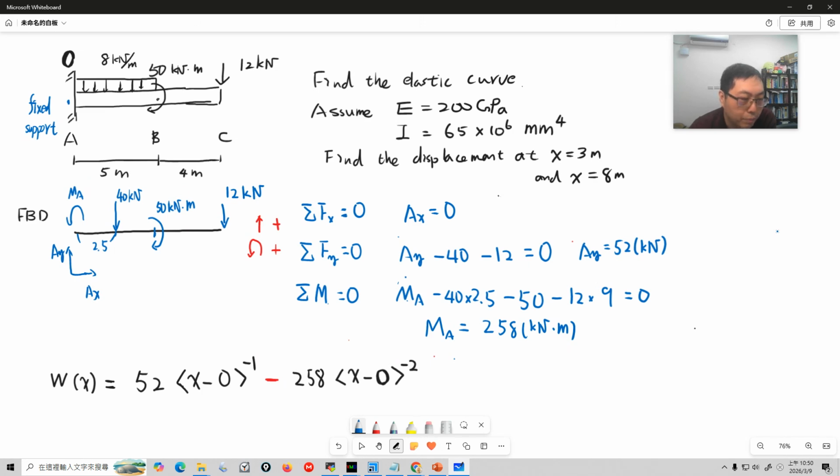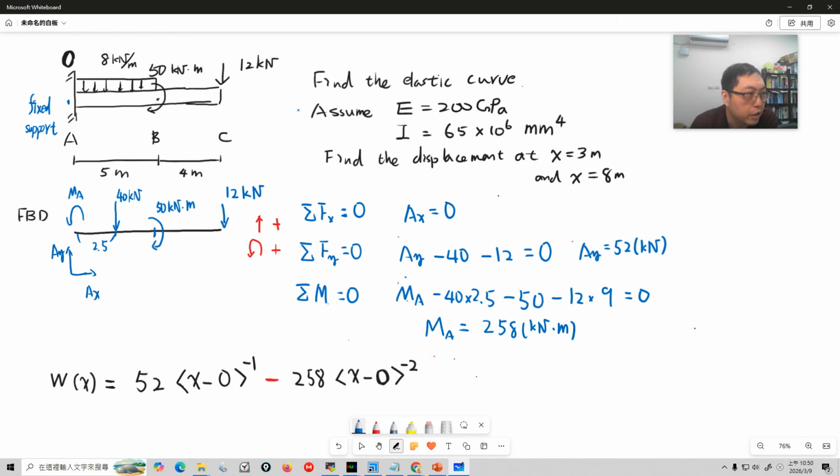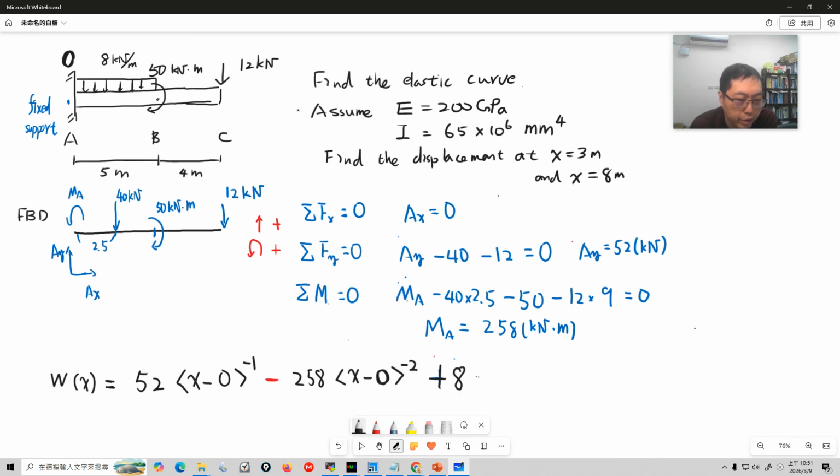Next, we have to deal with the other external loading. Here we have a distributed load. How do we represent a distributed load? By a singularity function. Here the value is 8, it starts at 0, and its power is 0.